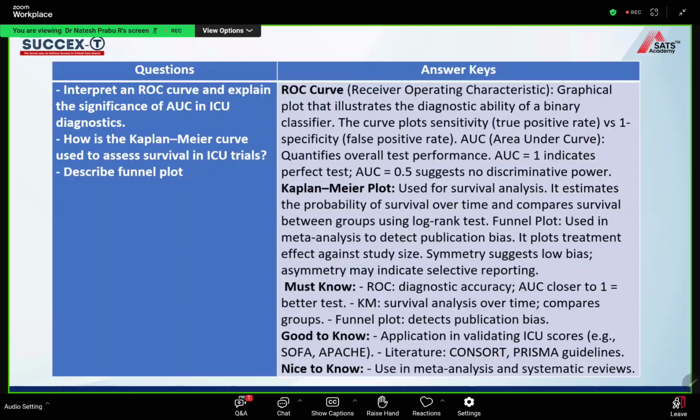And the final one is on statistics, like the ROC curve versus the area under the curve. Area under the curve is nothing but a number. The ROC curve is completely a concept.